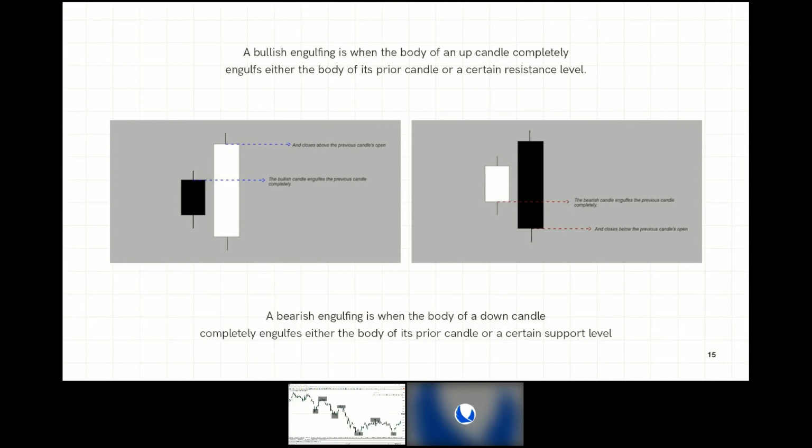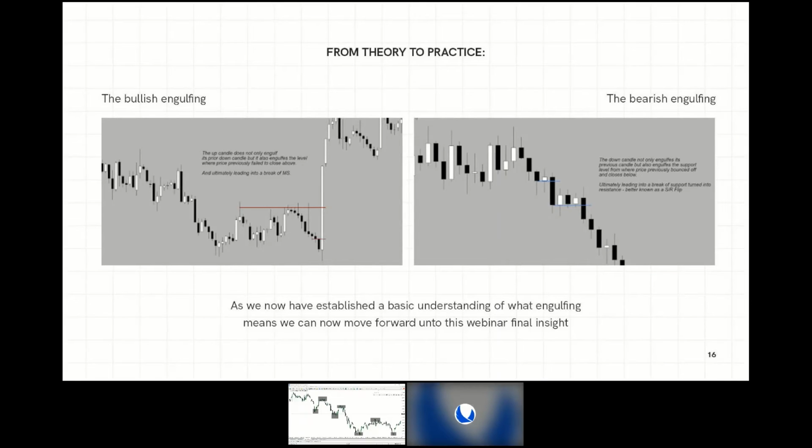Now that's how market structure is being noted. I'm going to show you right now. From theory to practice, the bullish engulfing candle, the up close candle, not only engulfs its prior down candle, it also engulfs the level where price previously failed to close above, ultimately leading to a break of MS. Break of MS means break of market structure.